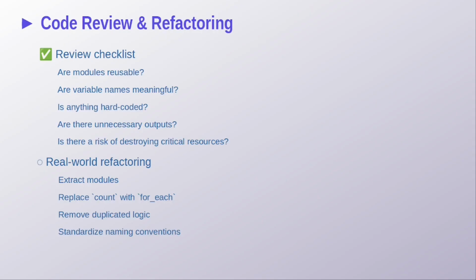Code review and refactoring. Ask yourself: are modules reusable? Are variable names clear? Is anything hard-coded? Are outputs really neat? Is there a risk of deleting important resources? This mindset separates junior from senior.